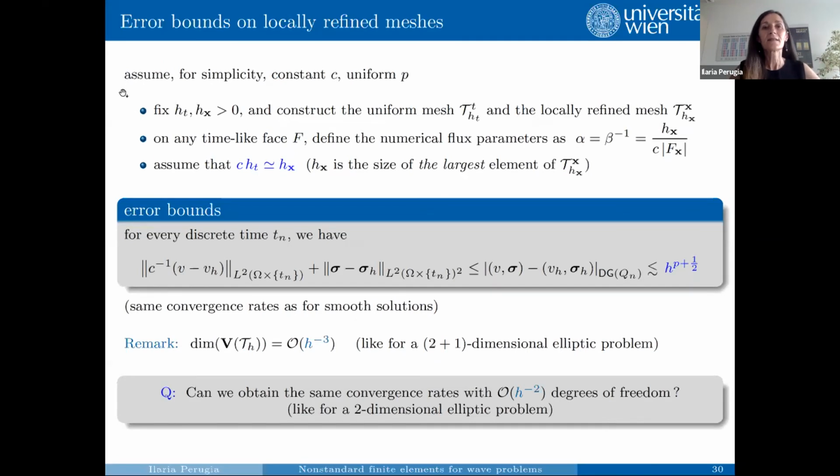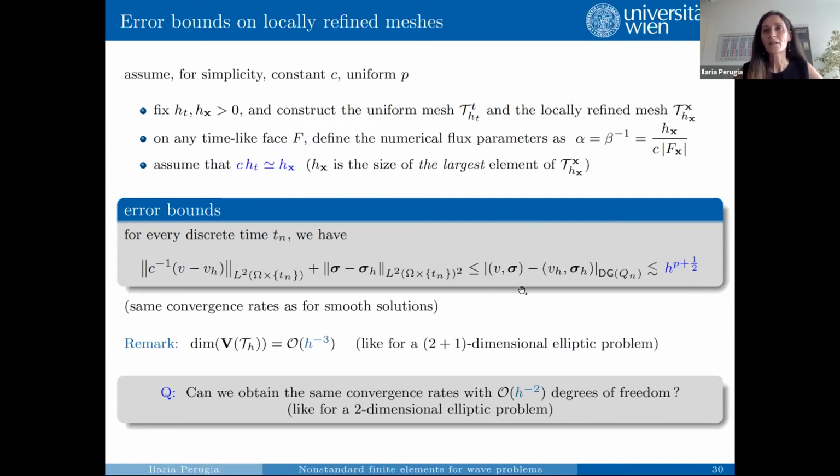So in this case, assuming that we have these space-time meshes, one can prove that if we assume that in each element, the wave velocity times the size of the element in time is almost equal to the size of the element in space, then you can get optimal order of convergence. So with these graded meshes, we can prove that we can restore the full order of convergence.